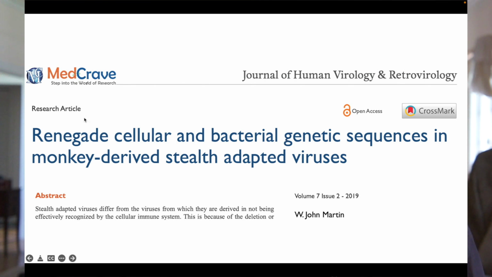Also note here, I've used this term renegade for both the cellular and the bacteria-derived sequences. They're like sequences hitching a ride with the virus to become part of the virus and then be carried from the virus, from monkeys to humans, or from the bacteria into humans.